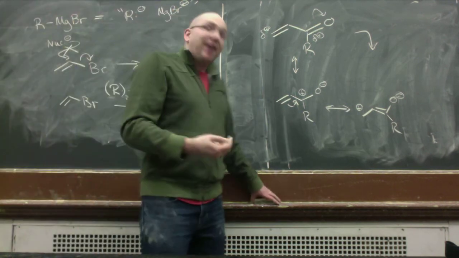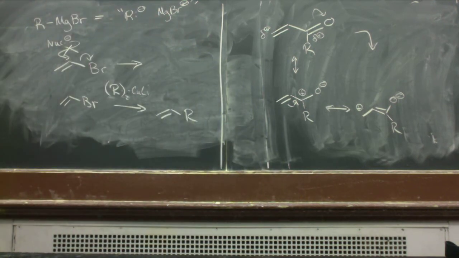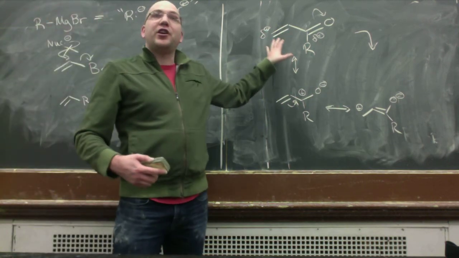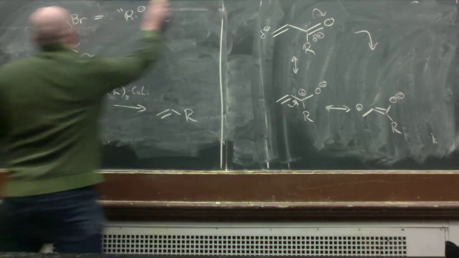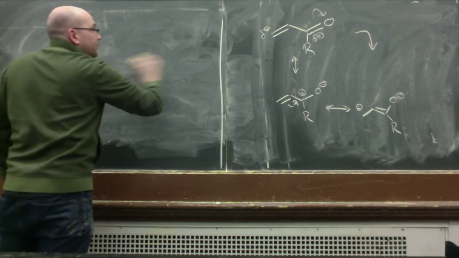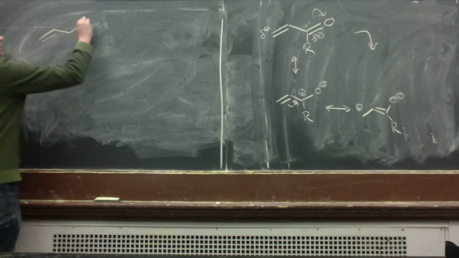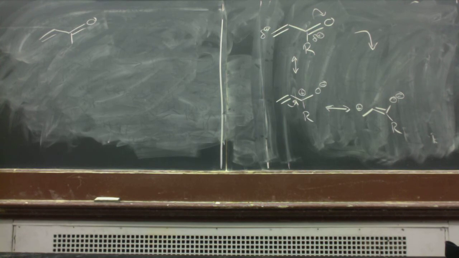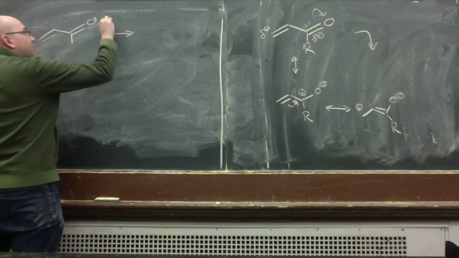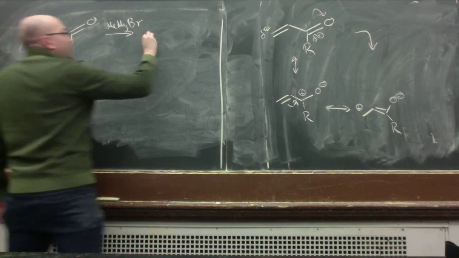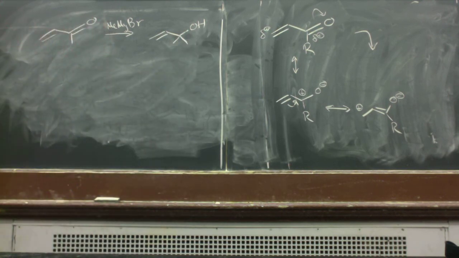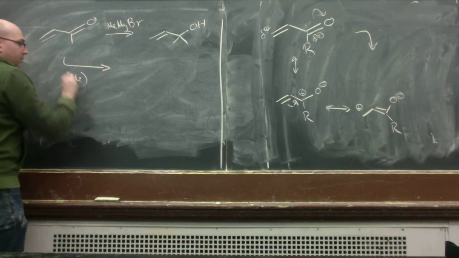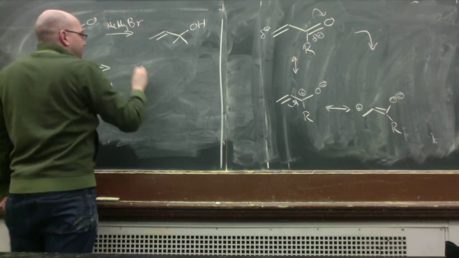My first exposure to cuprates and Gilman-type reactions actually was differentiating between whether a nucleophile is going to attack here or whether a nucleophile is going to attack here. Because as it turns out, if you take an alpha beta unsaturated ketone, such as in this case, this vinyl methyl ketone, and you treat it with, say, methyl magnesium bromide, the product that you're going to get after workup is going to be the alcohol. If you do the same thing with, say, methyl cuprate, what you get is addition there.